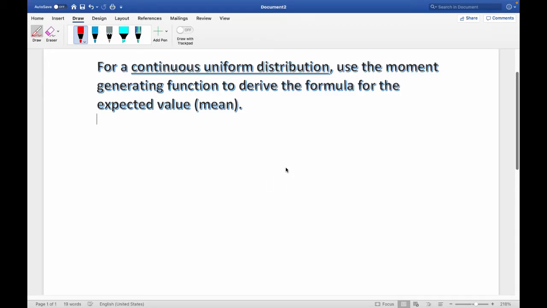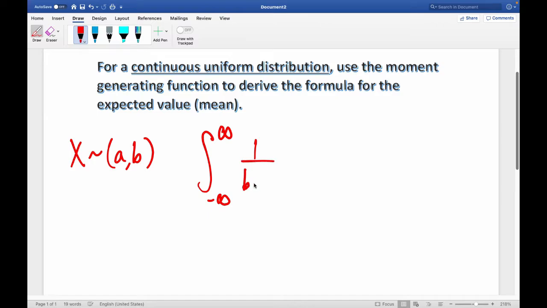Hey folks, today we're going to be talking about the continuous uniform distribution. So recall that if x is a continuous uniform variable, it is parameterized by the lower and upper endpoints a and b, respectively, in that interval. The expected value can be found by integrating from negative infinity to positive infinity the PDF, which is just 1 over b minus a, times x dx.